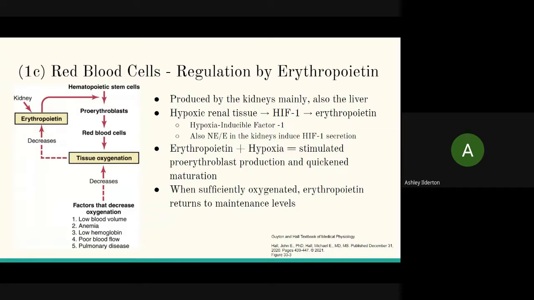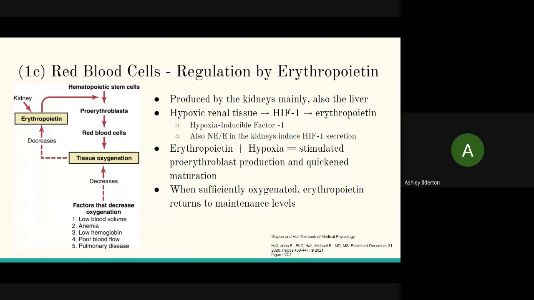Red blood cell production is actually regulated by erythropoietin, and this is an important connection point between the renal system and the cardiovascular system. Erythropoietin is produced by the kidneys mainly, about 80%, and then 20% by the liver. When you have hypoxic renal tissue, that can induce the expression of hypoxia-inducible factor 1, and that factor stimulates the production of erythropoietin in the kidney.